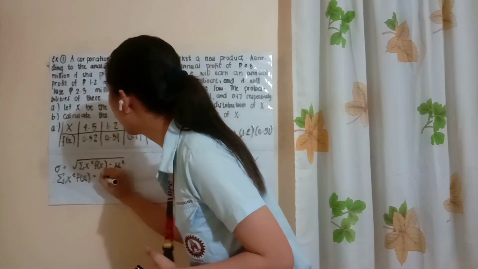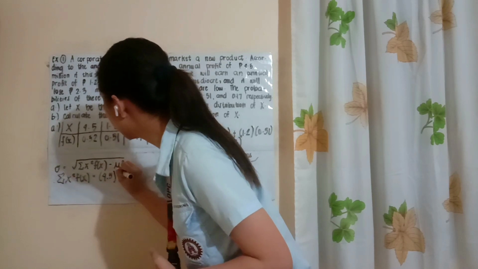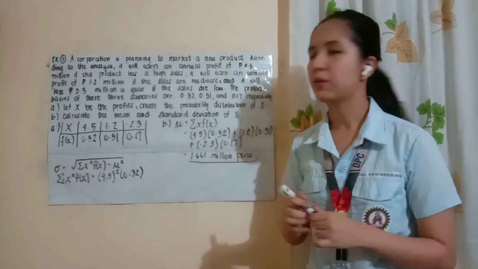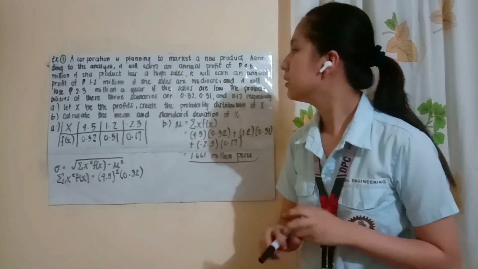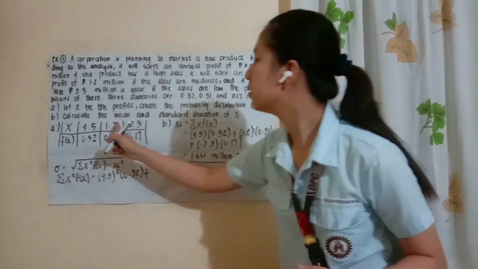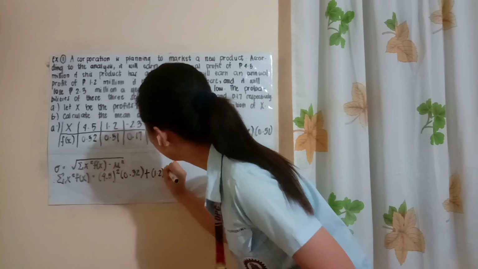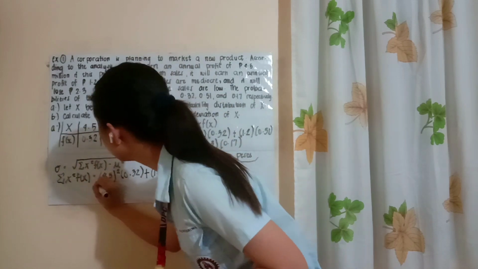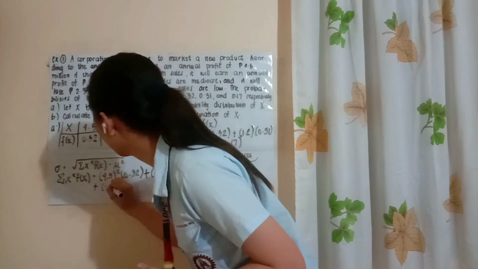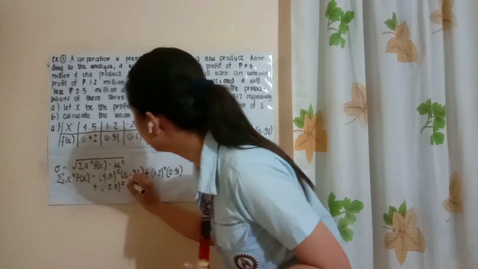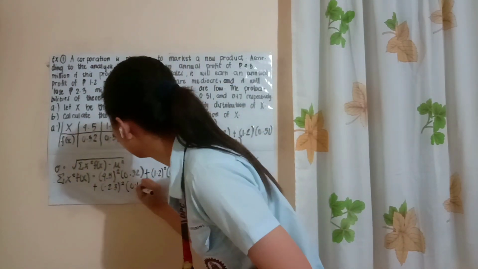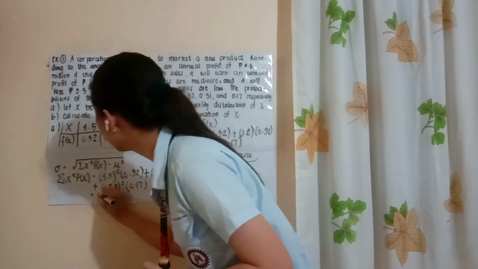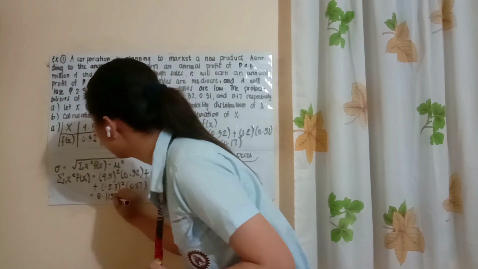So first we have 4.5 squared times its probability, 0.32. Plus, we have 1.2 squared times its probability, 0.51. Plus, again, negative 2.3 squared, multiplied by 0.17. And when you compute the value of this in your calculator, we will get 8.1137.